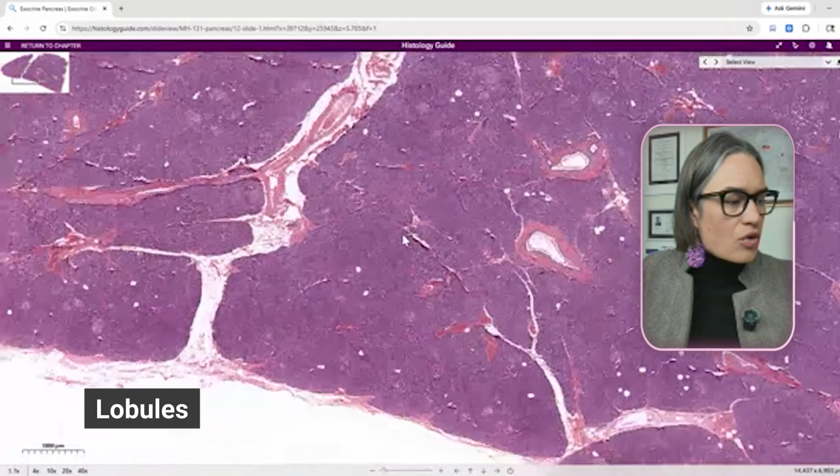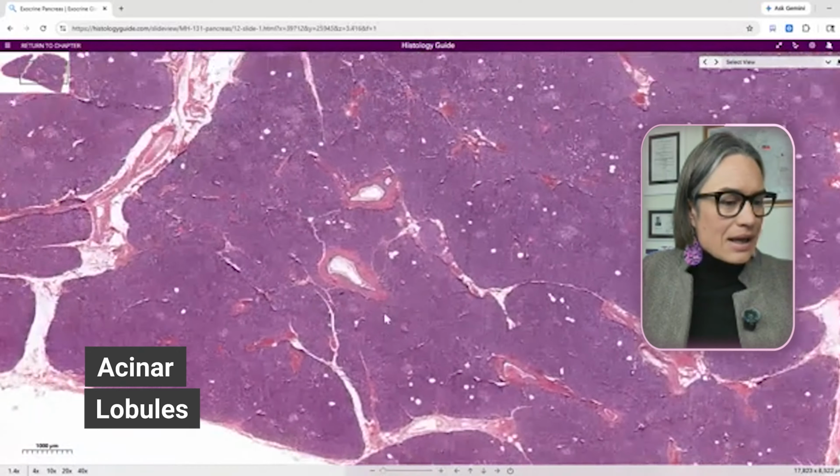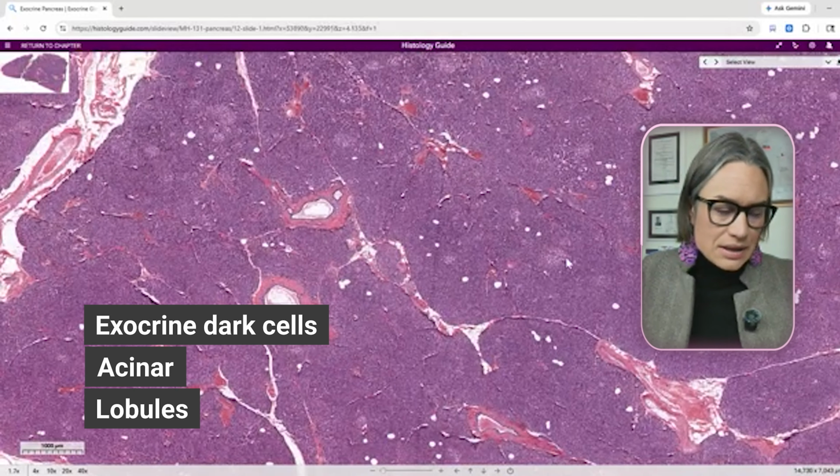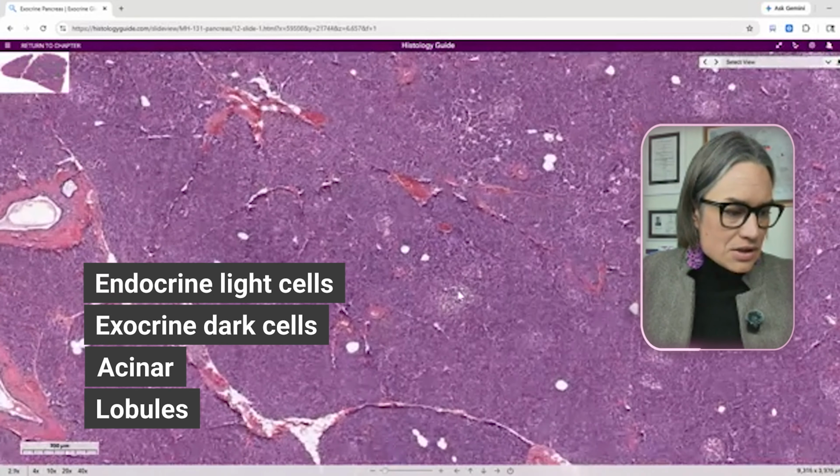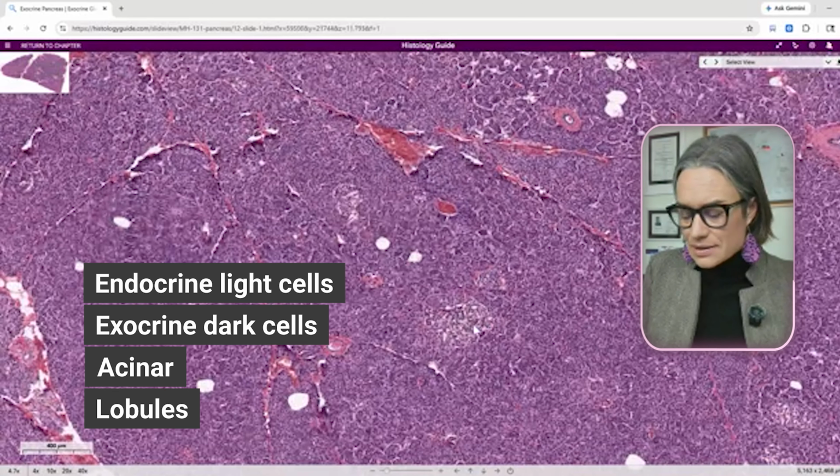Recap: for pancreas, we have lobules, acini, we have exocrine dark cells and endocrine light cells arranged in these islets of Langerhans. And so, as I told you at the beginning, the technology that lets us look at these slides like that, let us upload the slides, is called digital pathology.